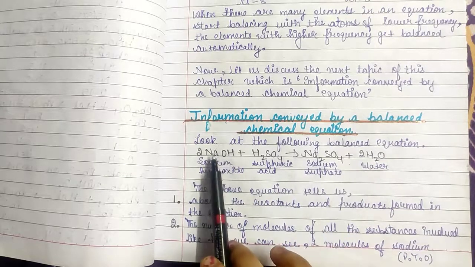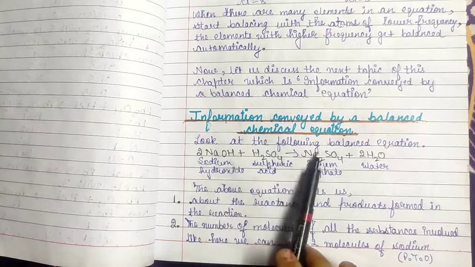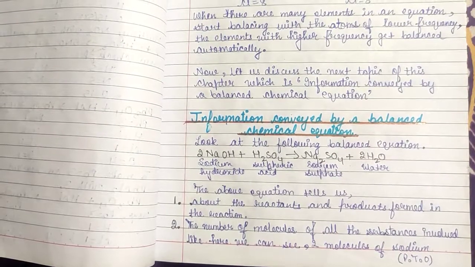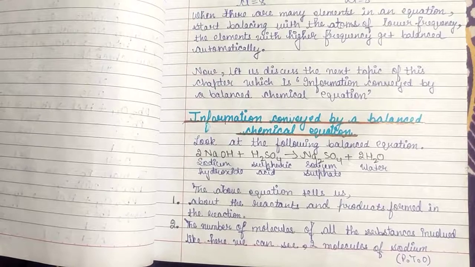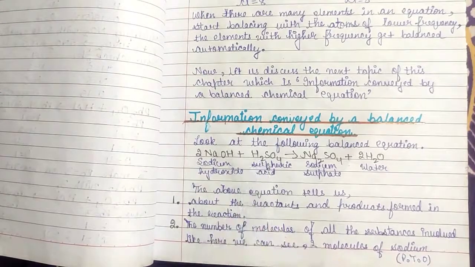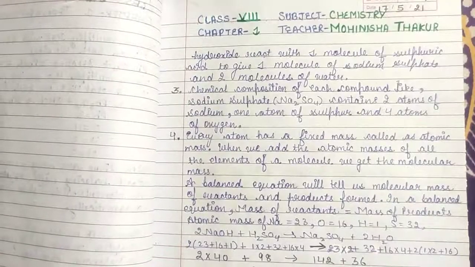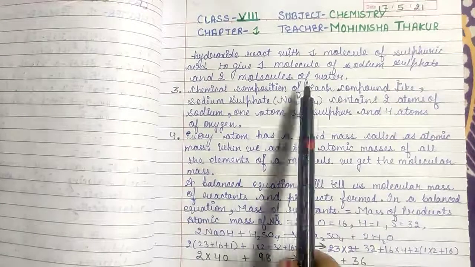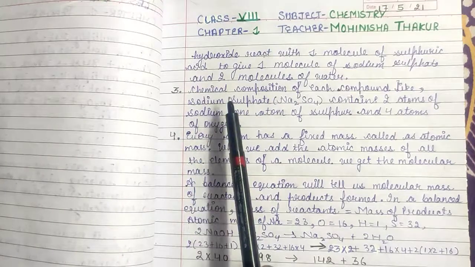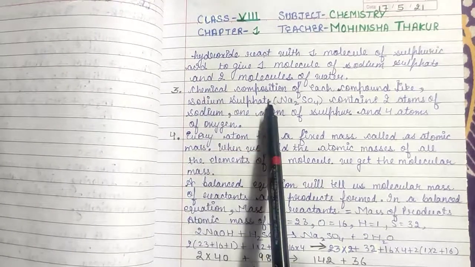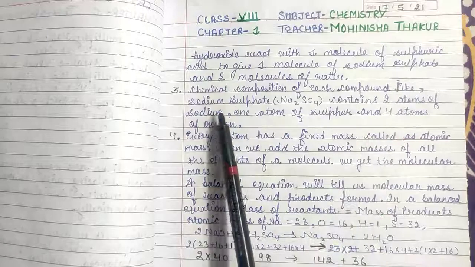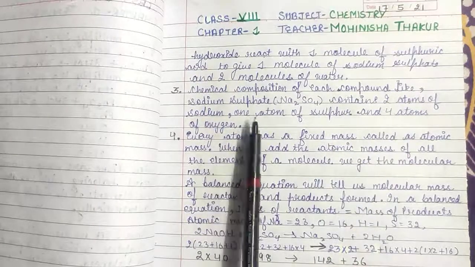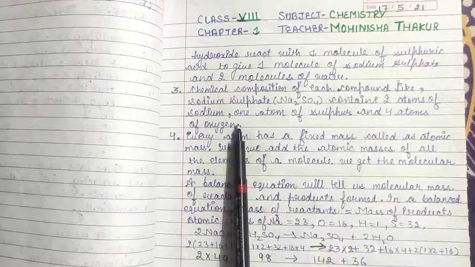Number 2, the number of molecules of all the substances involved. Here we can see 2 molecules of sodium hydroxide react with 1 molecule of sulfuric acid to give 1 molecule of sodium sulfate and 2 molecules of water. The third thing we observe is the chemical composition of each compound. Sodium sulfate, which is Na2SO4, contains 2 atoms of sodium, 1 atom of sulfur and 4 atoms of oxygen.